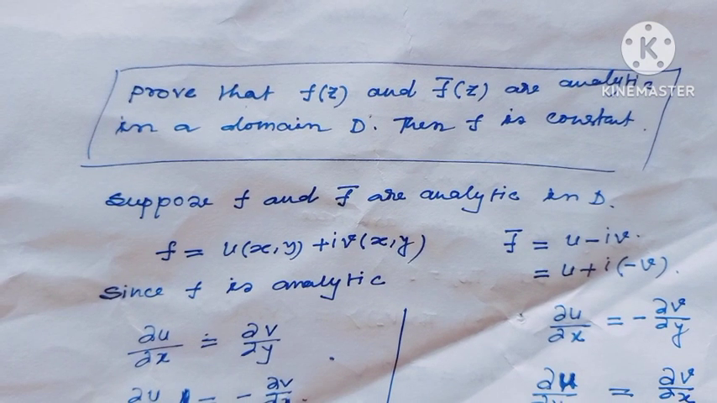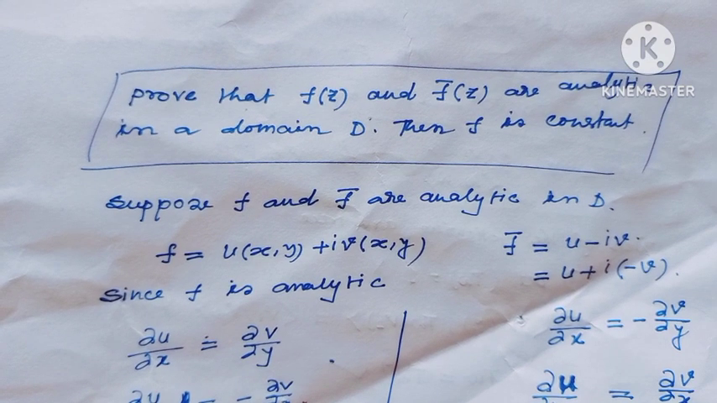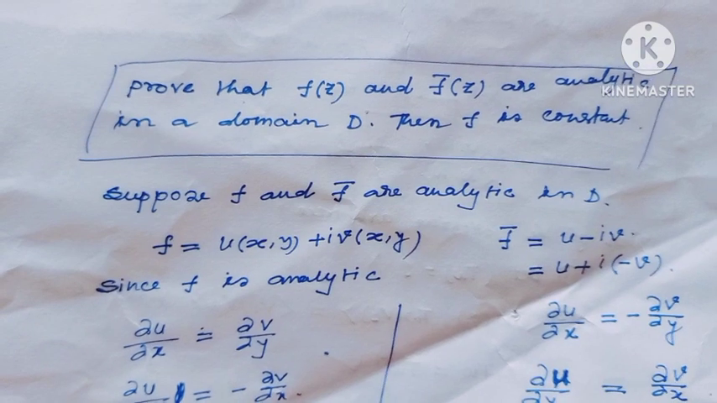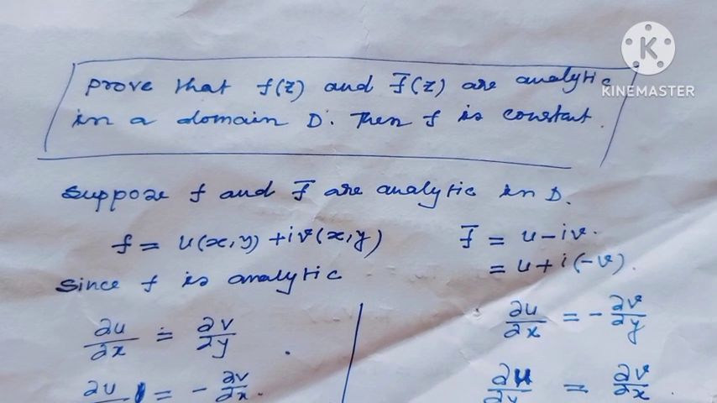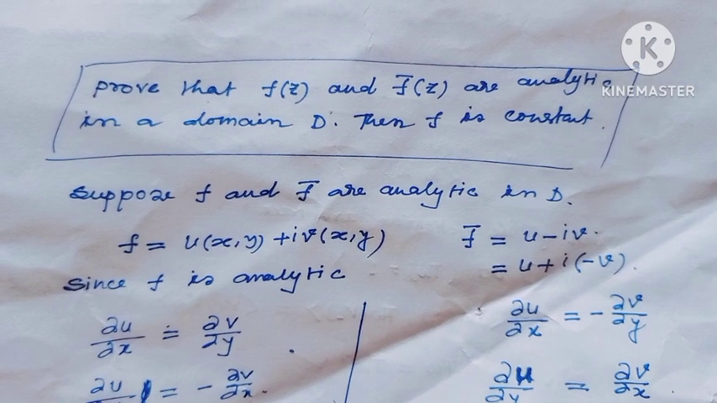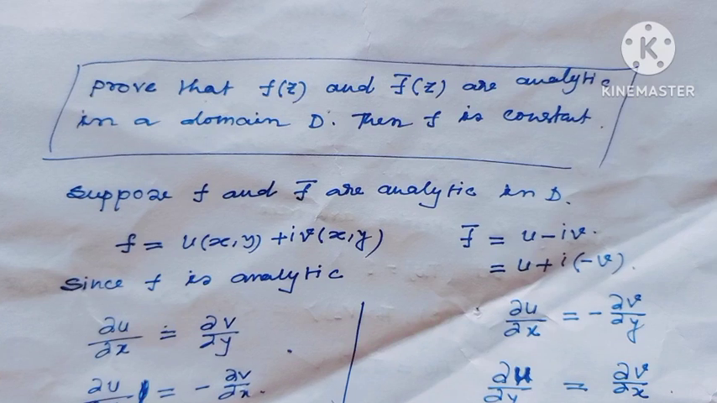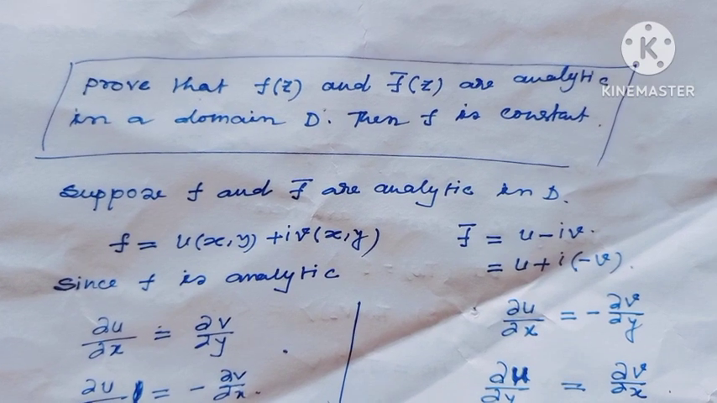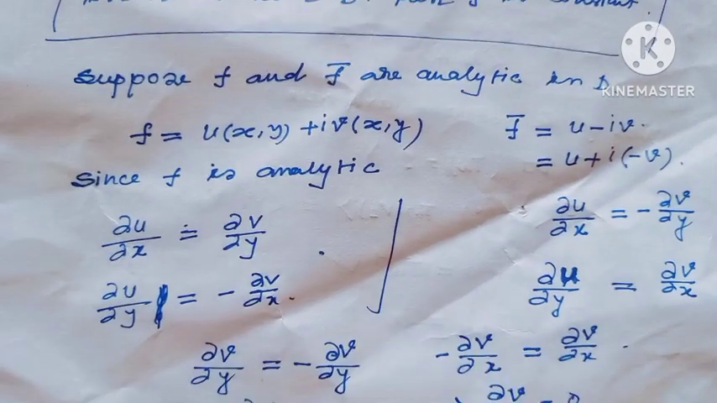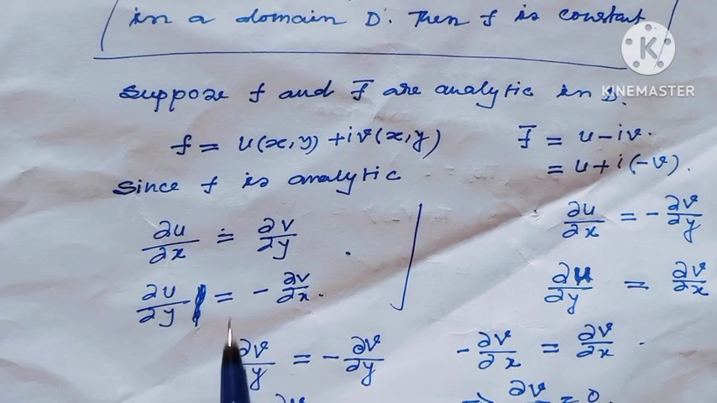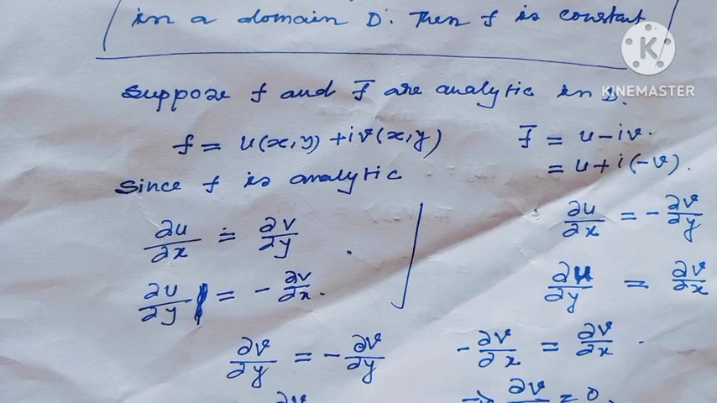This is because suppose f and f bar are analytic in a domain D, where f is u(x,y) plus i v(x,y) and f bar is u minus iv, and u minus iv means u plus i times minus v. And since f is analytic, that means obviously this satisfies the CR equation, that means del u del x equal to del v del y and del u del y equal to minus del v del x.